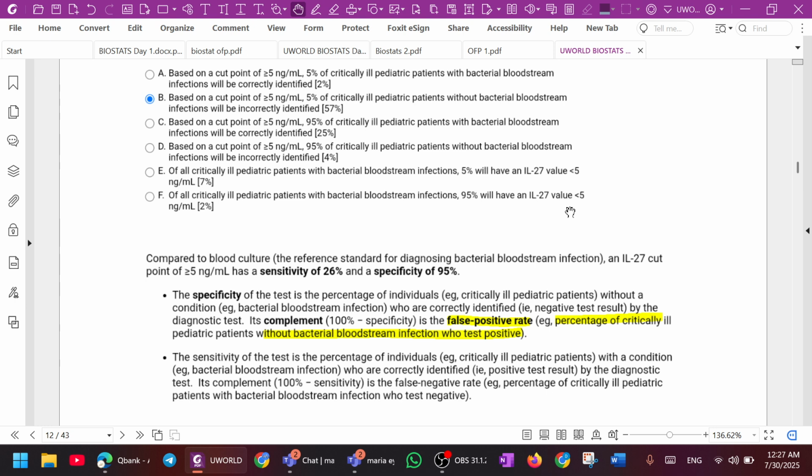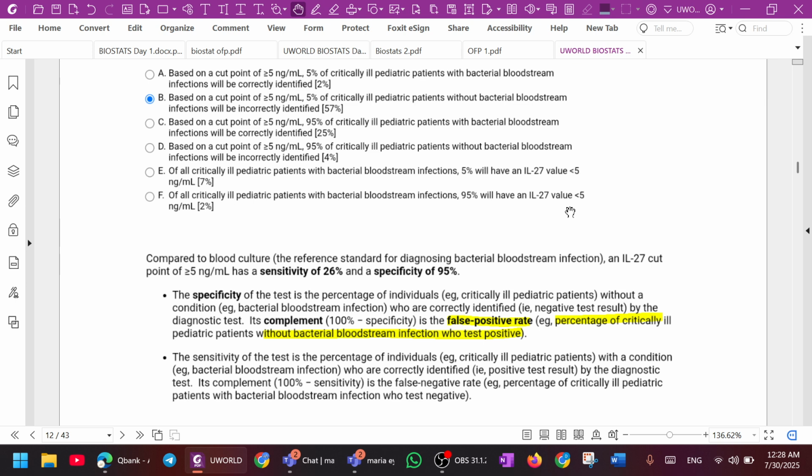You already know sensitivity is true positive divided by true positive plus false negative. So sensitivity goes with false negative: if the false negative increases, the sensitivity decreases. You already know all that, so that's basically what they're trying to tell you here.